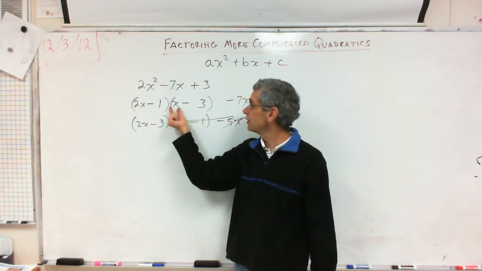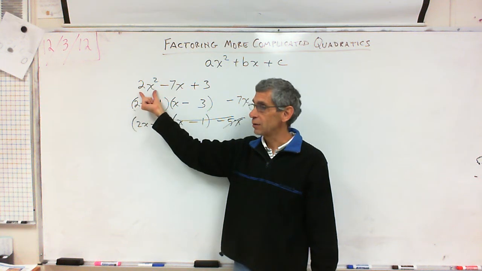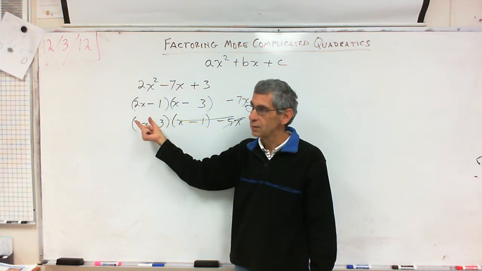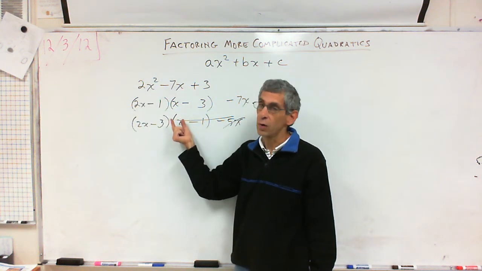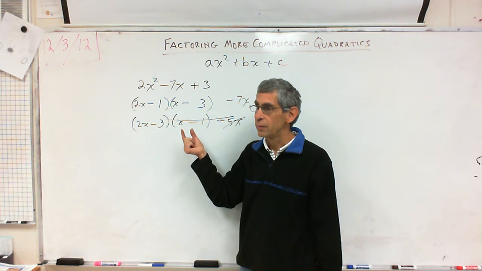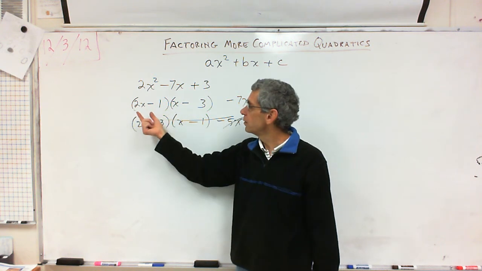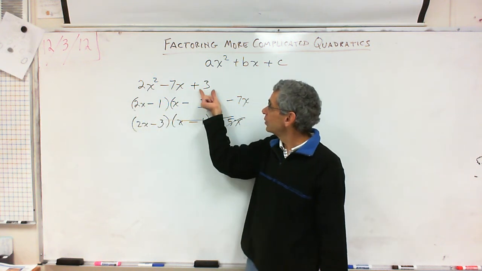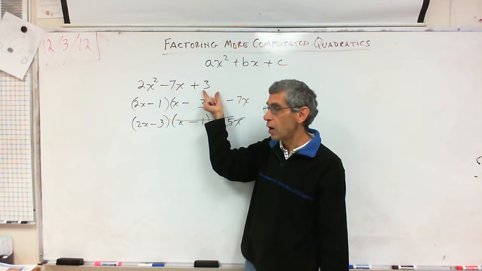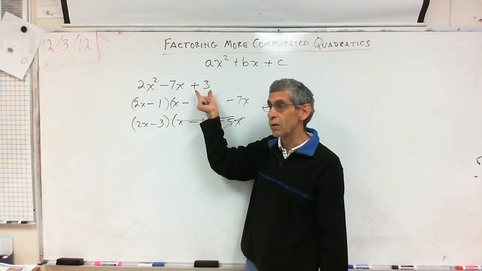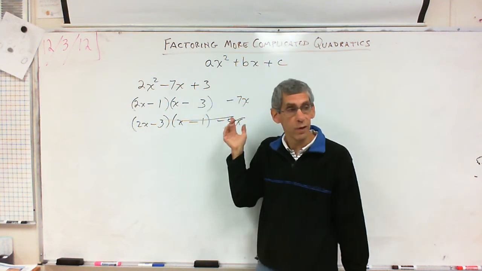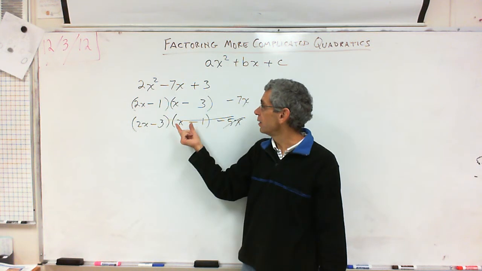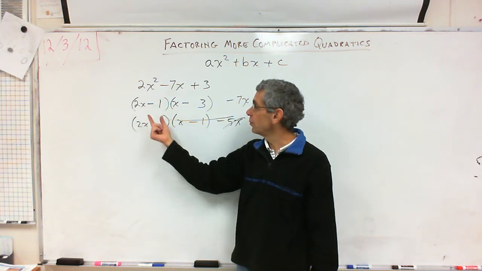So your first of this times the first of this has to equal 2x squared. There's only one option, 2x and x, or x and 2x. And then the last, there's only 2 options: -1 times -3 or -3 times -1. Those are the only 2 options here. And so we tried them both and we FOILed them out.